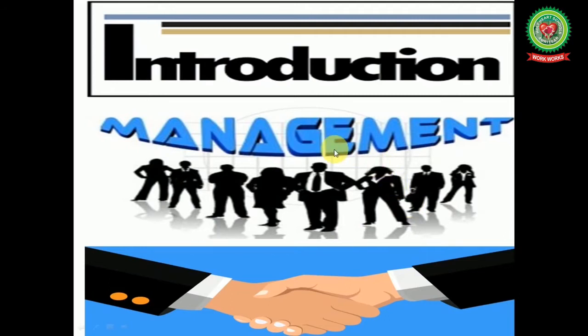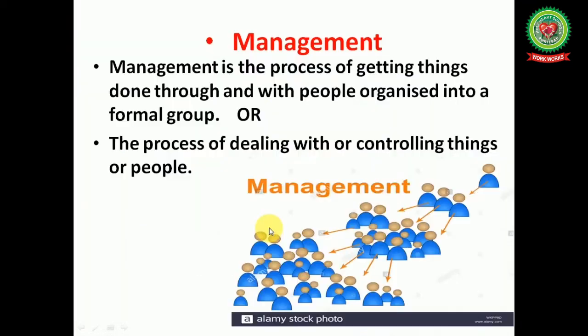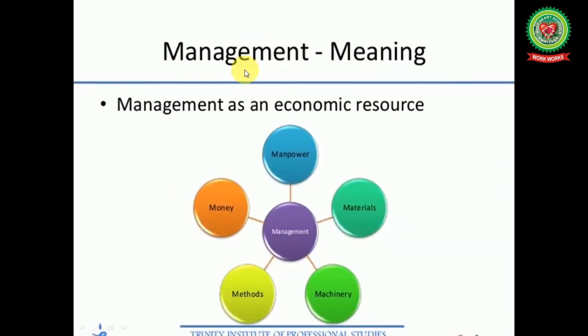Next is introduction to management. So why management? It includes profit, sales, ideas, plan, management, innovation, goals, customer, strategy, market, team. So management is a process of getting things done through and with people organized into a formal group. The process of dealing with or controlling things or people. Management is an economic source that covers the 5 M's: manpower, material, machinery, methods and money. So when the 5 M's are managed in the business, it is called management.